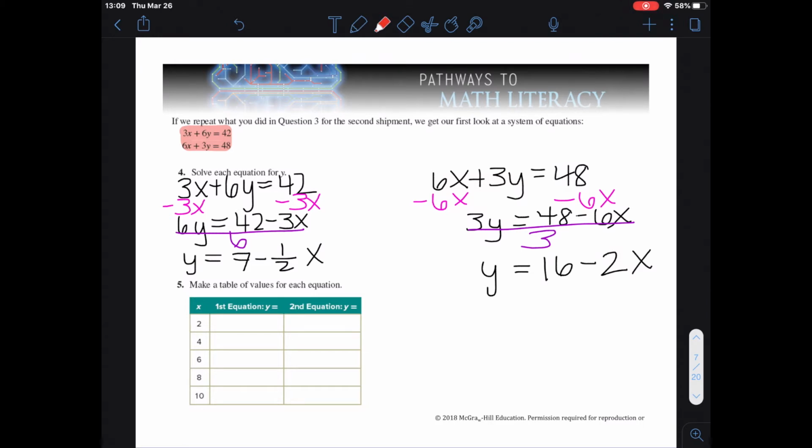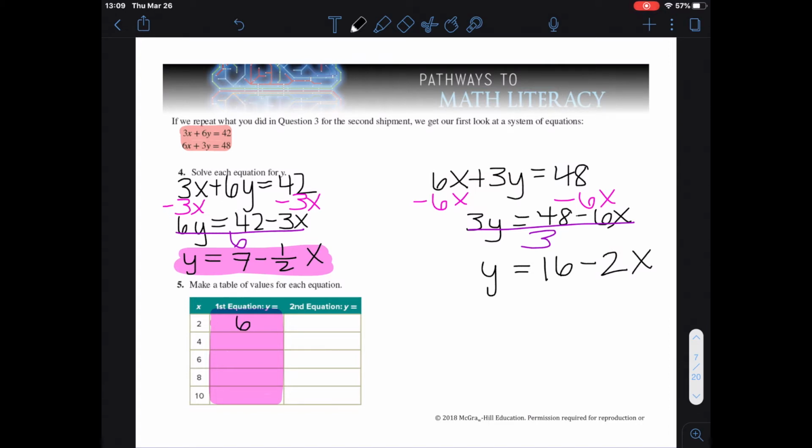So now we're going to make a table of values for each equation. We've got this first equation here. I'm going to plug in the values of x and see what y is in this chart. Okay. So if we plug in 2, we're going to get 7 minus 1/2 times 2. You're going to find out this is 6.